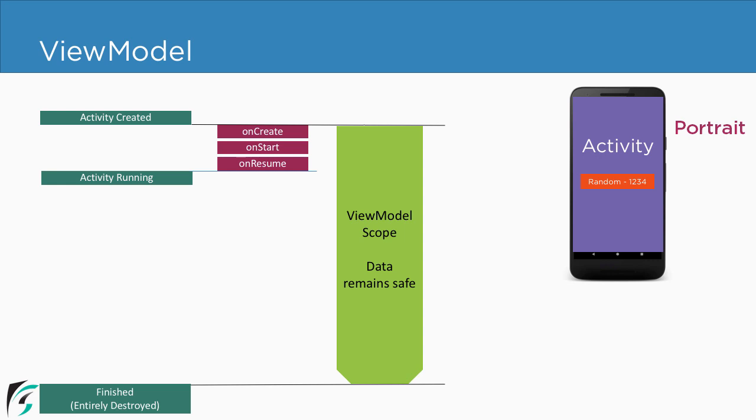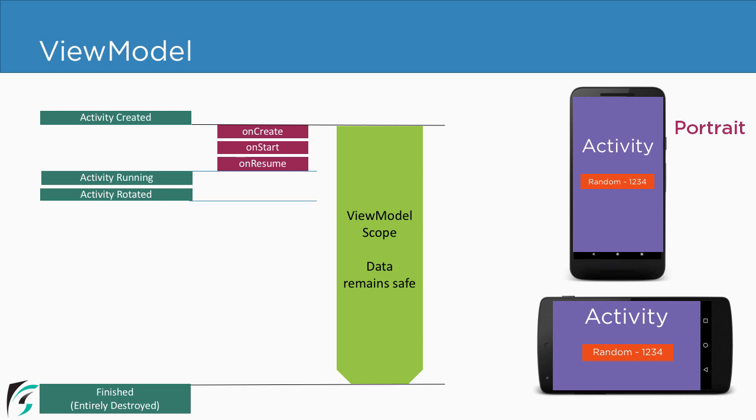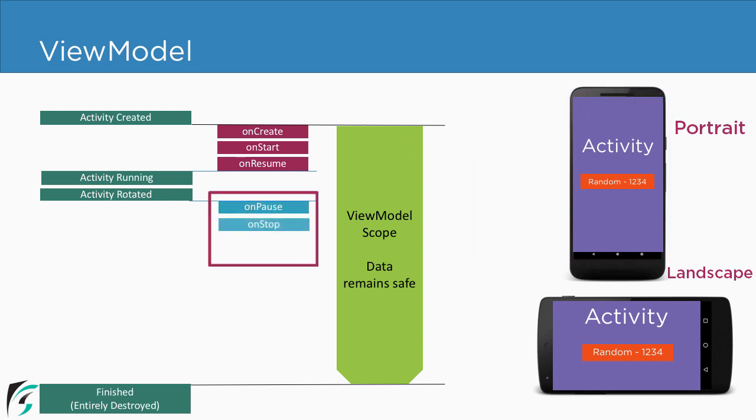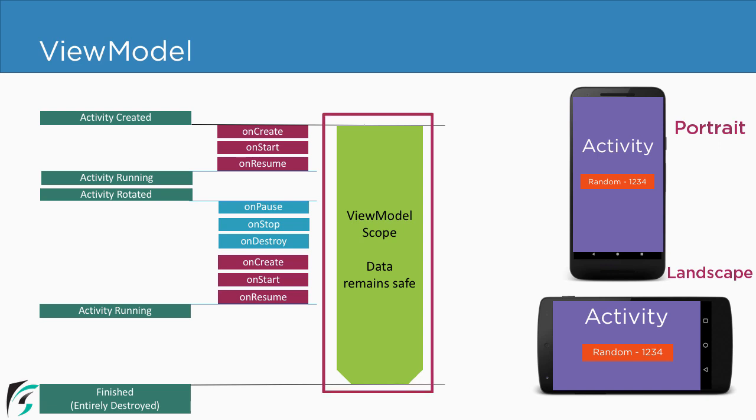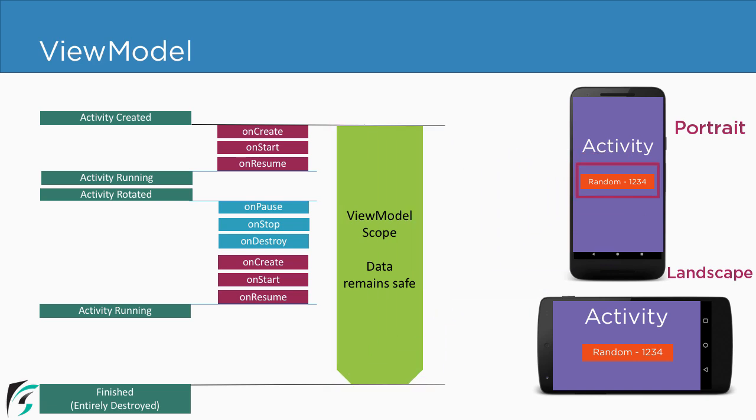Now let's say I want to rotate the screen, and thus the activity will be rotated. On rotating, for the activity that was in the portrait mode, the lifecycle methods onPause, onStop and onDestroy are executed. And when the activity in the landscape mode is created, the functions onCreate, onStart and onResume are executed, and thus the activity starts running in the landscape mode. Since we have attached this view model to our activity, the data which was created when the activity was first started is preserved and the same data is passed to the activity in the landscape mode. Thus using the view model has preserved our data without any loss.